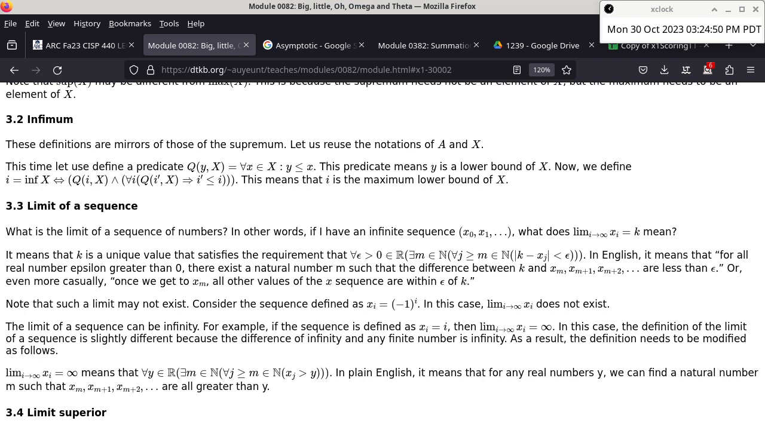What are we trying to do? We say that there has to exist an m as a natural number. No matter how small an epsilon you give me, there has to exist a natural number m such that, for every j that is a natural number greater than or equal to m, this thing has to be true. That thing is that the absolute value of k minus x of j has to be less than epsilon.